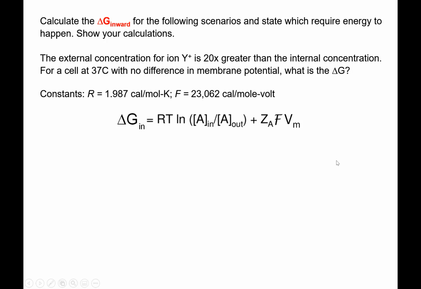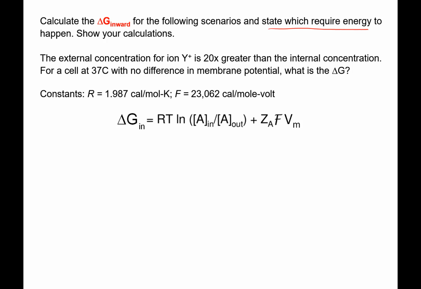Alright, so you'll get a question like this. We're always going to calculate the delta G in. And then I'm always going to also ask you to state which require energy. So let's work through this first problem. It says the external concentration for ion Y plus is 20 times greater than the internal concentration. For a cell at 37 degrees Celsius with no difference in membrane potential, what is the delta G in?